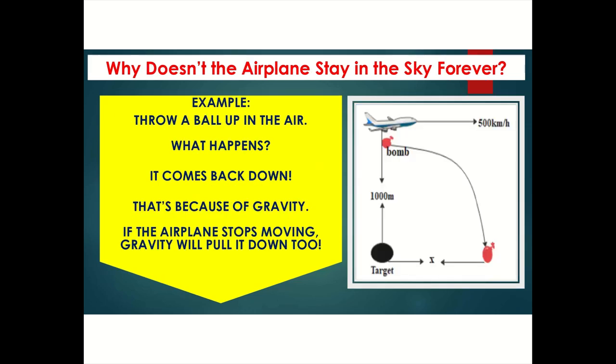Why doesn't the airplane stay in the sky forever? Example, throw a ball up in the air. What happens? It comes back down. That's because of gravity. If the airplane stops moving, gravity will pull it down too.